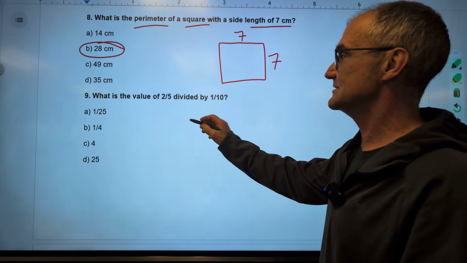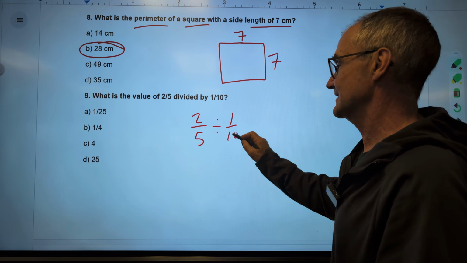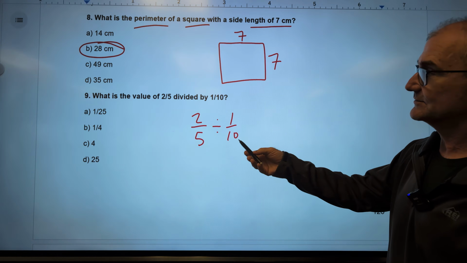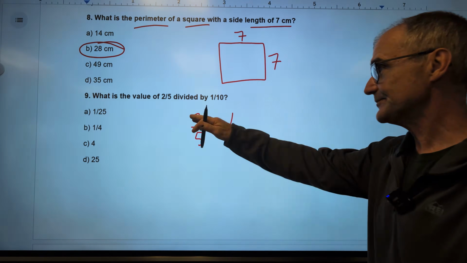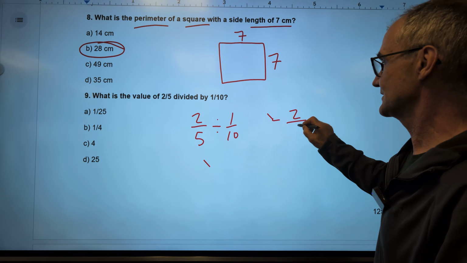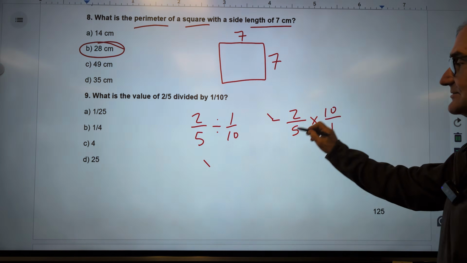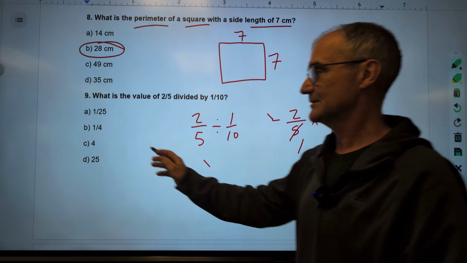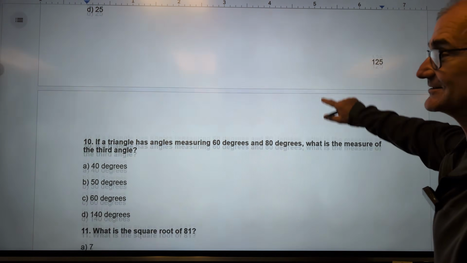Number 9, what is the value of 2/5 divided by 1/10? Again, to divide fractions, multiply by the reciprocal. If you don't do that, you'll get 2/50, 1/25. Wrong answer. Distractor. So we have 2/5 times the reciprocal, 10 over 1. 5 goes into here once, into here twice. Gives me 4 over 1. Correct answer, answer C.